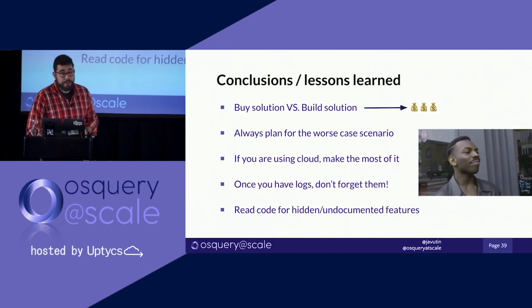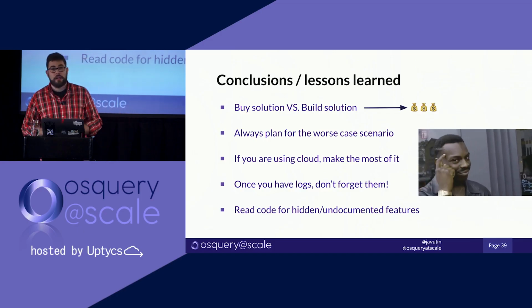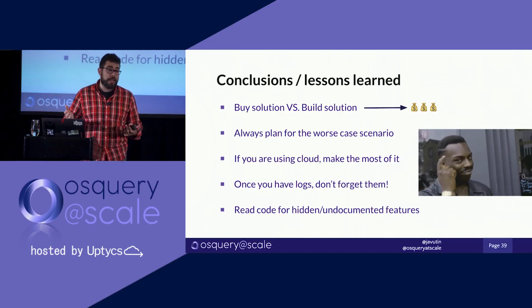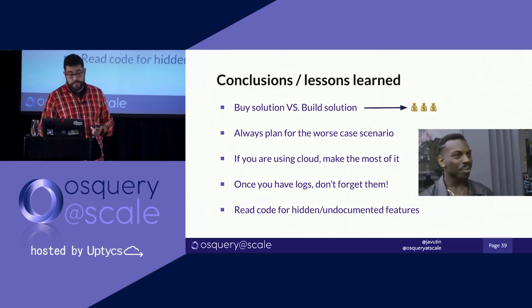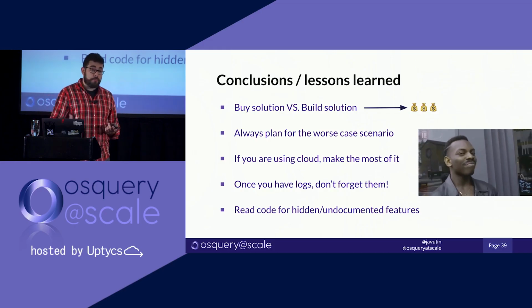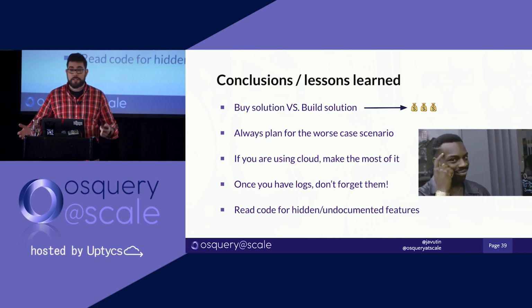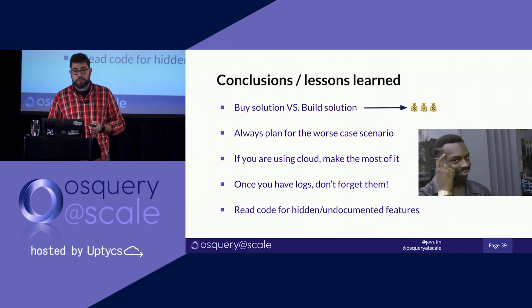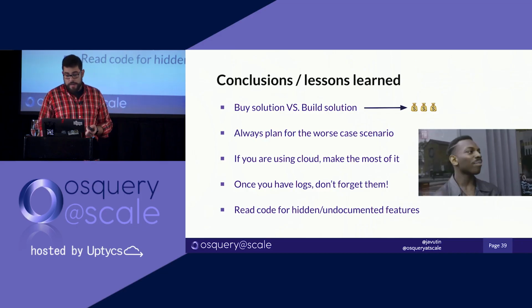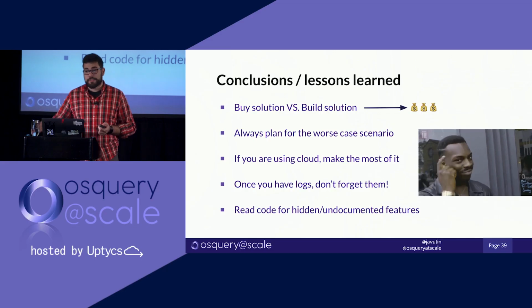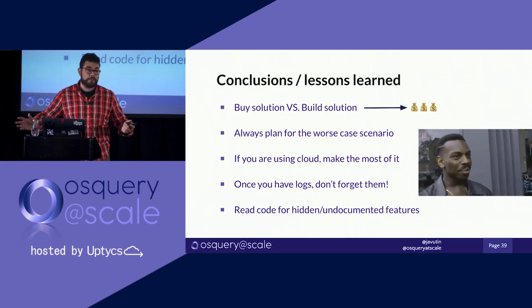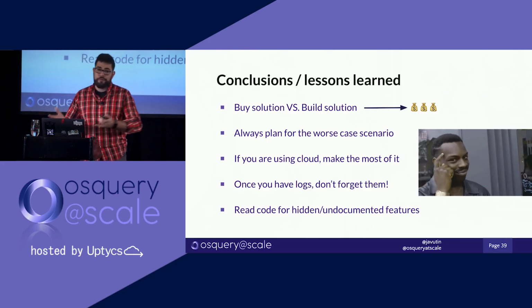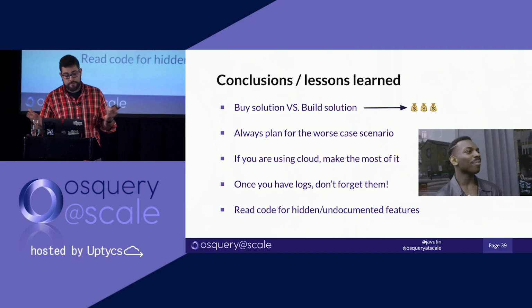Always plan for the worst case scenario. If you have a high number of requests and then you don't reach that number, that's great because it means that you planned properly. So always plan for the worst case scenario. If you are using cloud, make the most of it. Learn about all those things: the load balancer, the auto-scaling instance. All those things are there for a reason. And once you have logs, don't forget them. Don't just leave them there and never look at them, because there is information in those logs that you want to utilize for monitoring your fleet, for incident response, and for compliance.